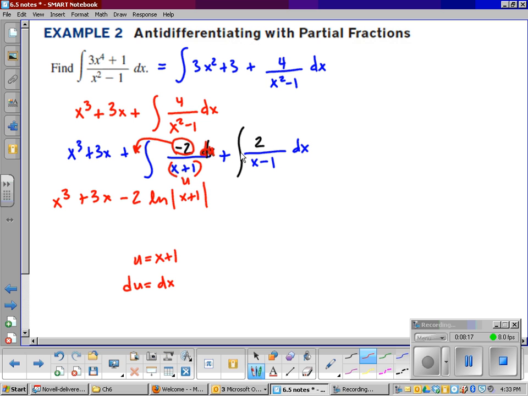So when we go to this next one over here, we can kind of realize that the 2 is just going to be a constant multiple in the same way. And then I'm going to have 1 over u du because my du and dx are the same thing. So I don't have to write these steps out unless you want to. It doesn't take long to write them out. But this one is going to be natural log, absolute value, x minus 1. And then plus c because this is an indefinite integral.